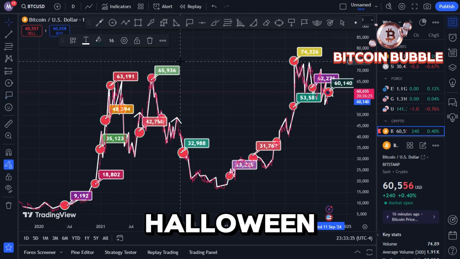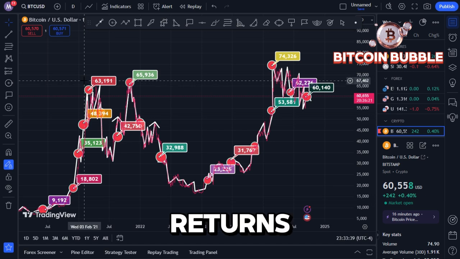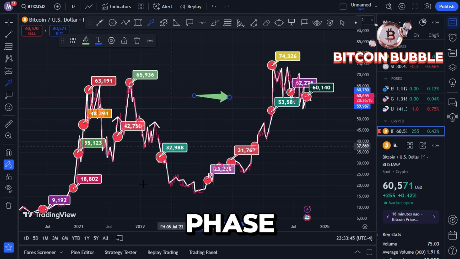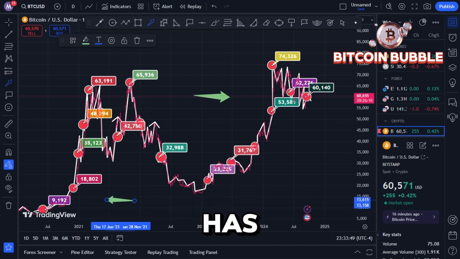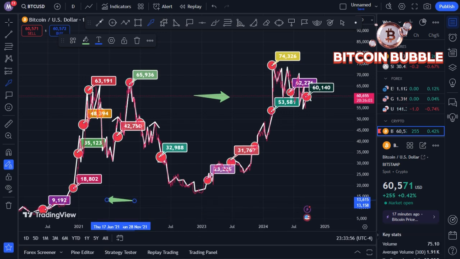160 days after the halving, the price breaks out of the reaccumulation range. Even though the returns in these parabolic phases get smaller over time, they tend to happen after price breaks out of the reaccumulation phase. Now that September is over and Q4 of 2024 has begun, we're on the verge of a breakout into the parabolic phase.